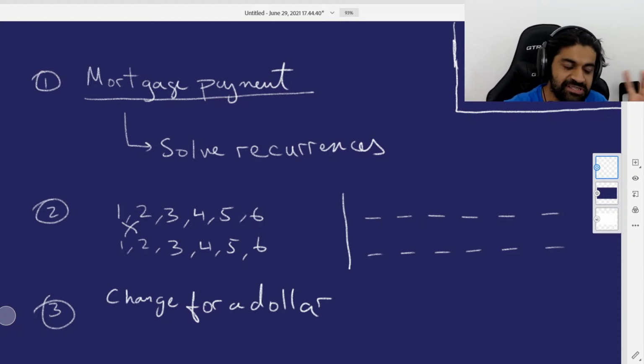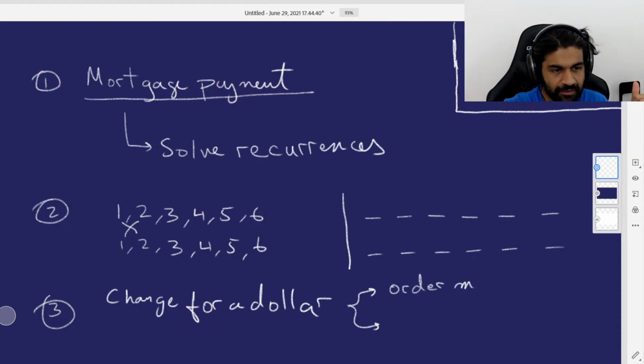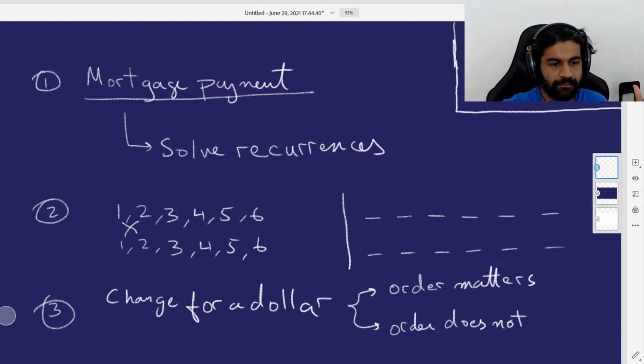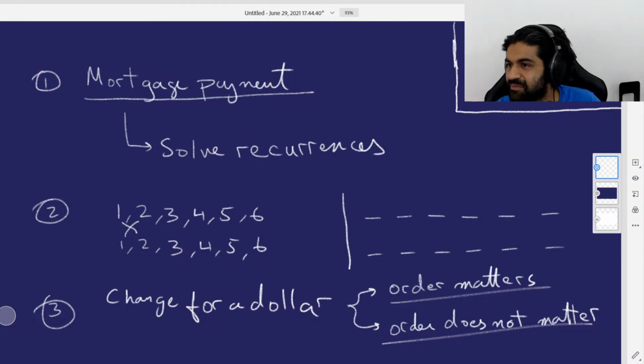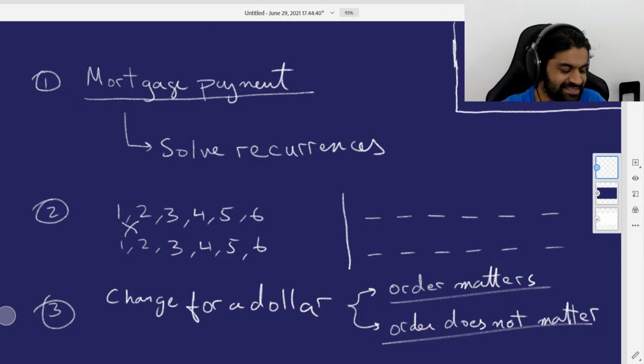Okay, so there's 2 separate problems here. There's a change for a dollar problem in 2 separate cases. One is the case where order matters, right? And the second is the case where order does not matter, okay? Okay, so you have a situation where order matters.